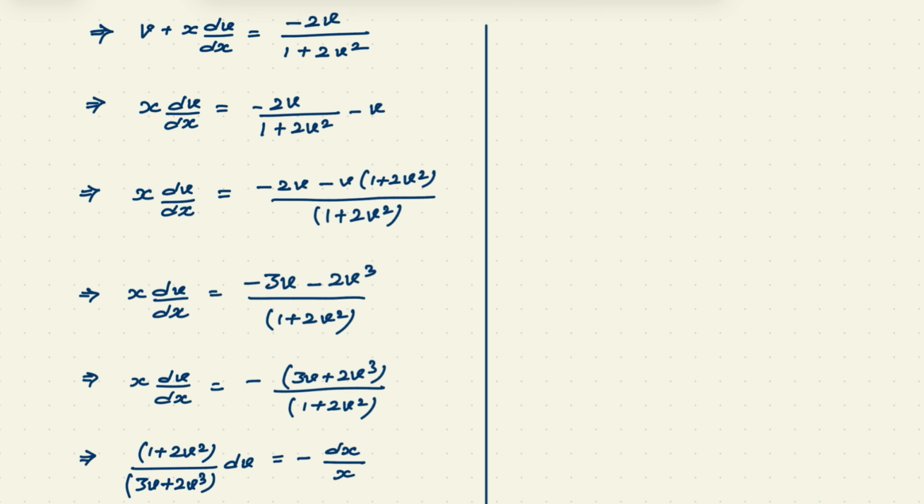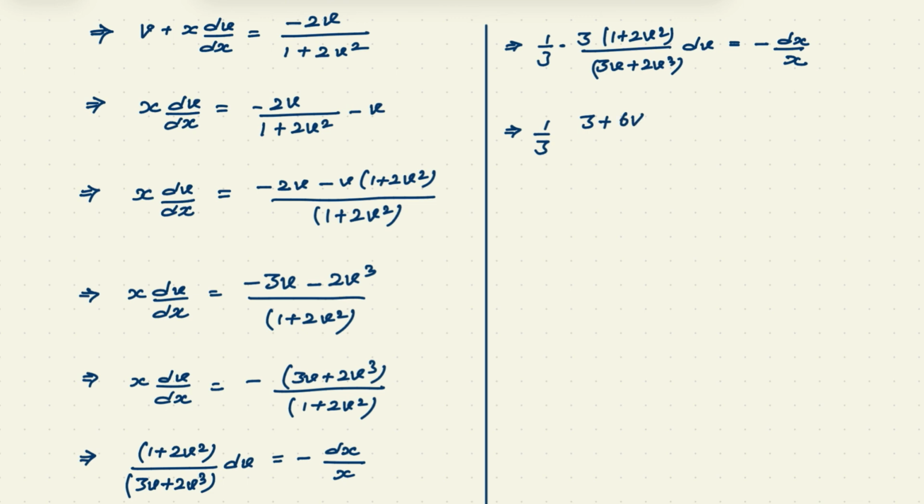So on doing so, we will have 1 by 3 into (3 plus 6v square) by (3v plus 2v cube) into dv equals to minus dx over x. See, the purpose of multiplying and dividing with 3 is that let us first open the bracket, then I'll explain. So multiplying the numerator with 3, we will have 3 plus 6v square, and here in the denominator we already have 3v plus 2v cube into dv equals to minus dx over x.